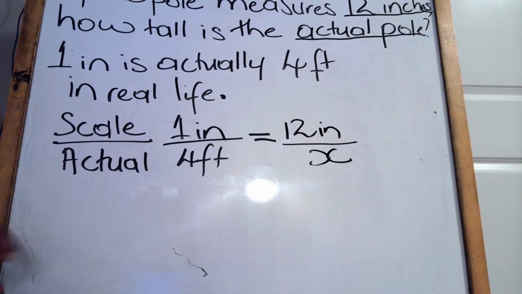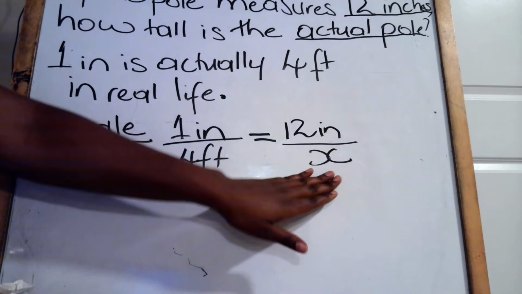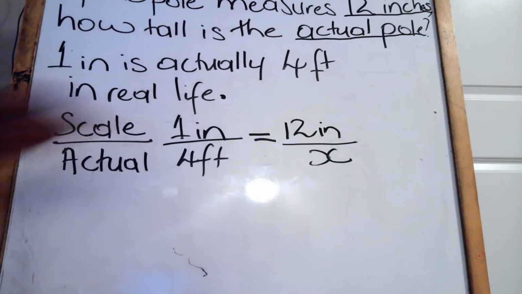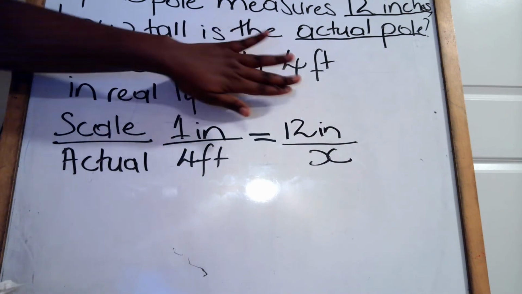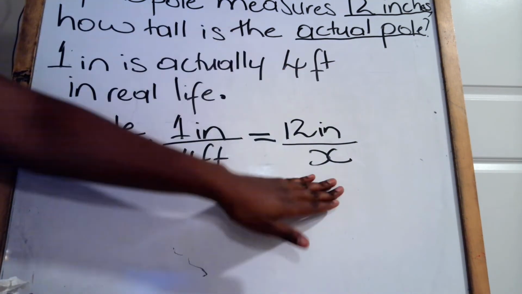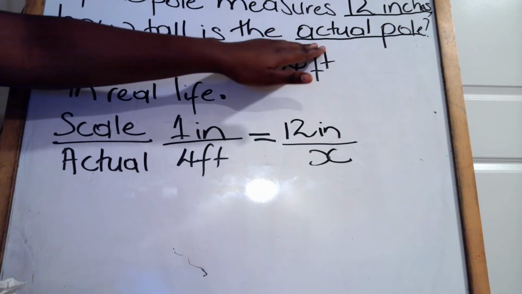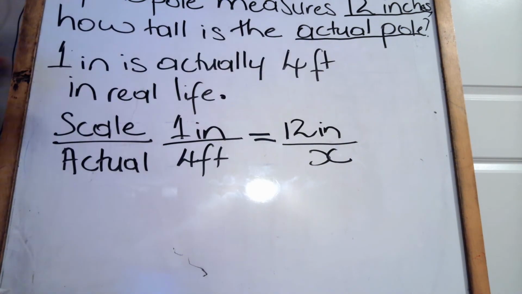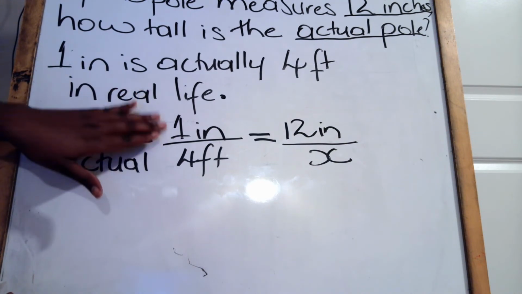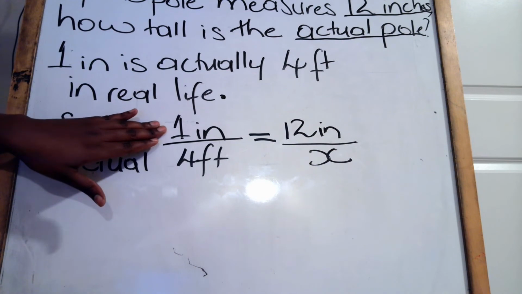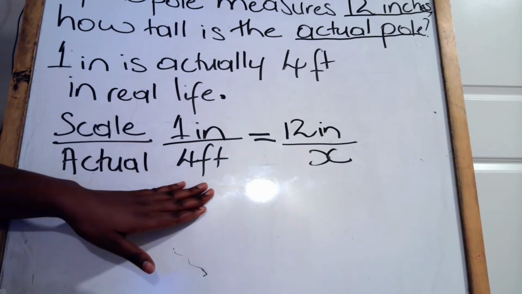So we use a letter, that is why I put X. We could use A, B, C, D, E, F, G. We use a letter for the unknown. This is what we want to find, the actual length. Why do I put 12 in the numerator? It's because that's the scale length. We want to find the actual length. That is what the question says. We should find the actual length of the pole. So how tall is the actual pole? They give us a scale to work with. We know that every 1 inch on that pole would be 4 feet.